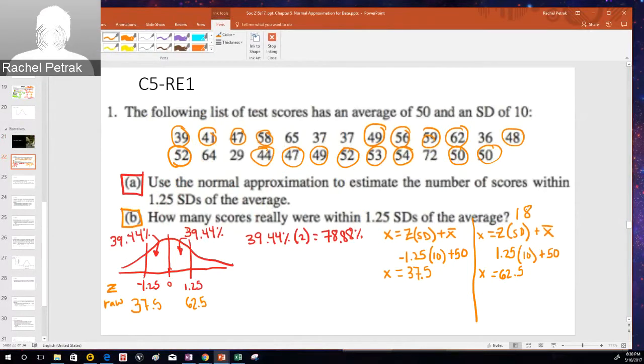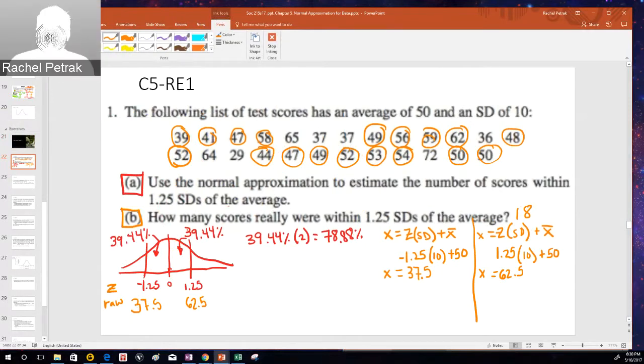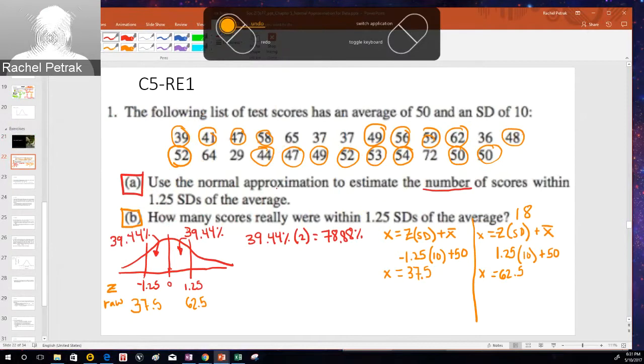And as I'm reading this, they asked us here for the number of scores really within that. And in our first problem, we stopped a little bit short of the final answer, because it does actually say, use the normal approximation to estimate the number of scores. Boy, that's tricky, isn't it? The number of scores within 1 1/4 standard deviations of average. How on earth would we find that? Well, we have the information we need, but we need to do one more step here.